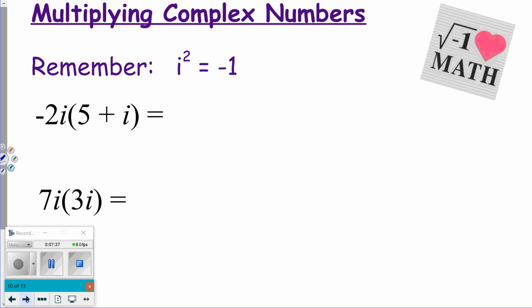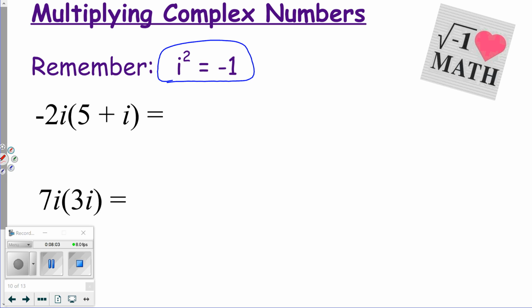All right, so the next part is multiplying complex numbers. We need to think back to when we talked about i originally in our complex numbers, that i squared equals -1. So this is something we need to have memorized. i squared is -1.